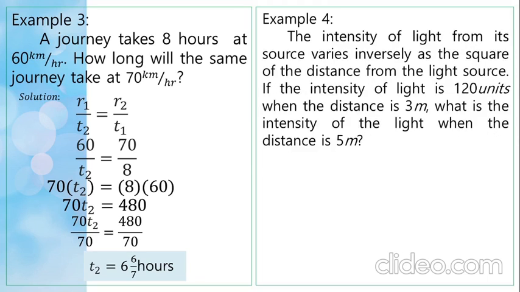The intensity of light from its source varies inversely as the square of the distance from the light source. If the intensity of light is 120 units when the distance is 3 meters, what is the intensity of the light when the distance is 5 meters? So for our solution, we use the proportion I sub 1 over the square of d sub 2 equals I sub 2 over the square of d sub 1. In this problem, I is for the intensity and d is for the distance.